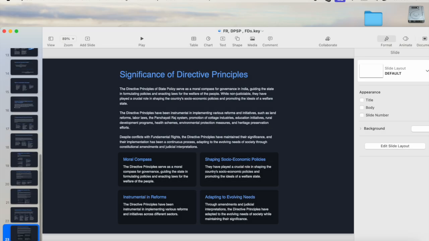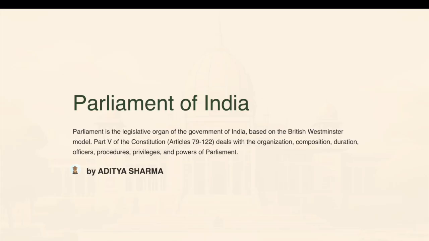In this video, we will try to revise the Parliament chapter of Lakshmikant, which is extremely important, and we will see all the important points that can be asked in the examination. So, first of all, the Parliament is the legislative organ of the Government of India, and it was inspired from the British Westminster model.